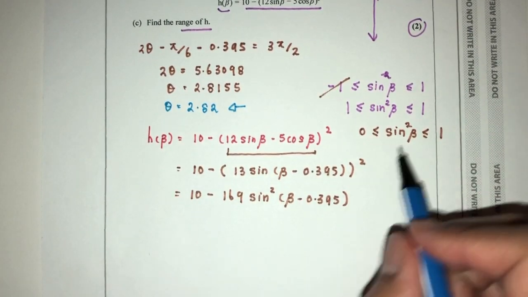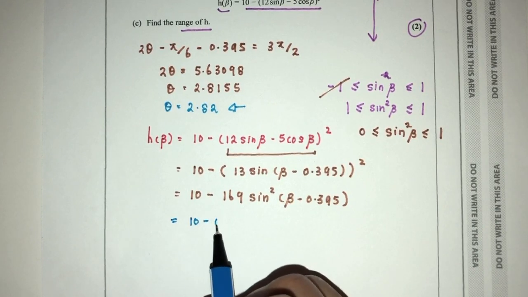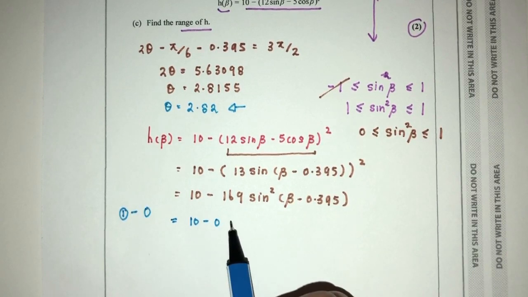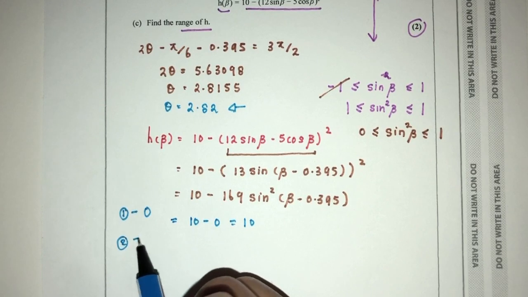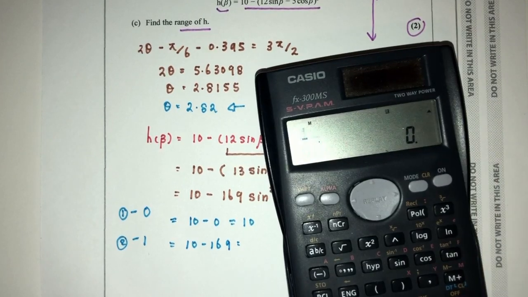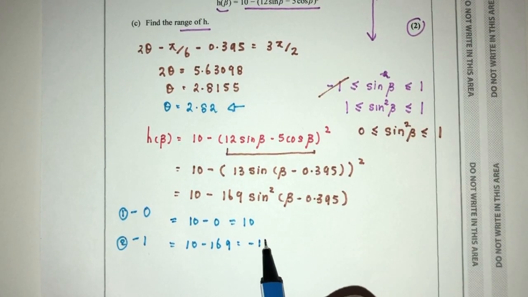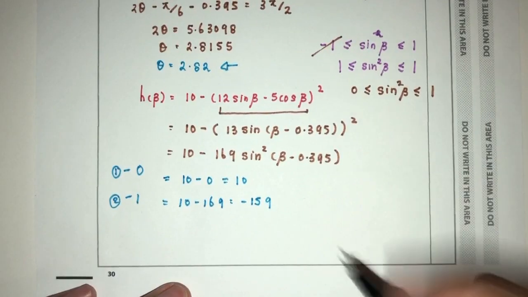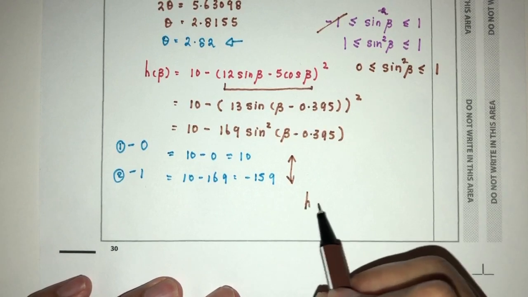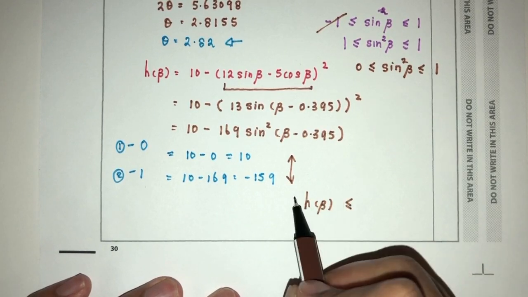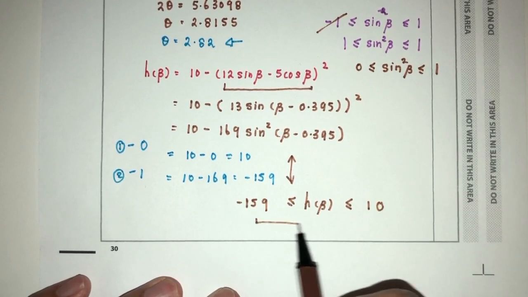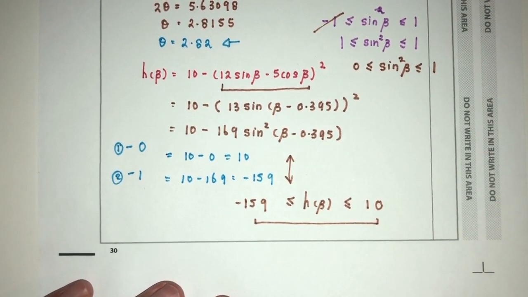Now replace. When the value is 0, 10 minus 0. So for case number 1, when this thing is 0, 10 minus 0 will be 10. Case number 2, when this thing is equal to 1, we have 10 minus 169. That should be minus 159. So basically we conclude that this is the range of values that you can take. So h of beta has to be between the values of minus 159 and 10. This will be the range of this equation.